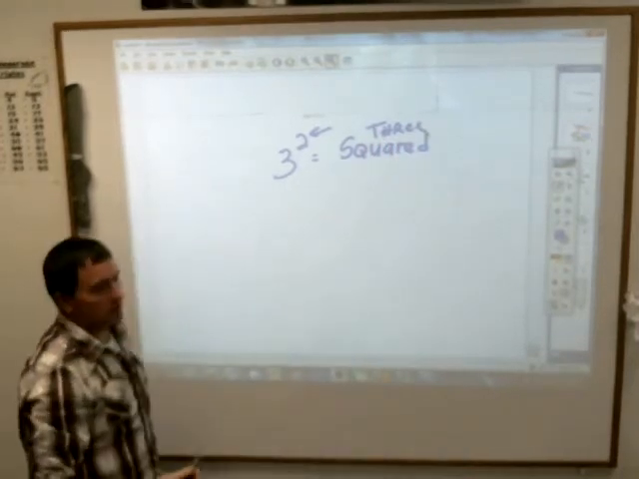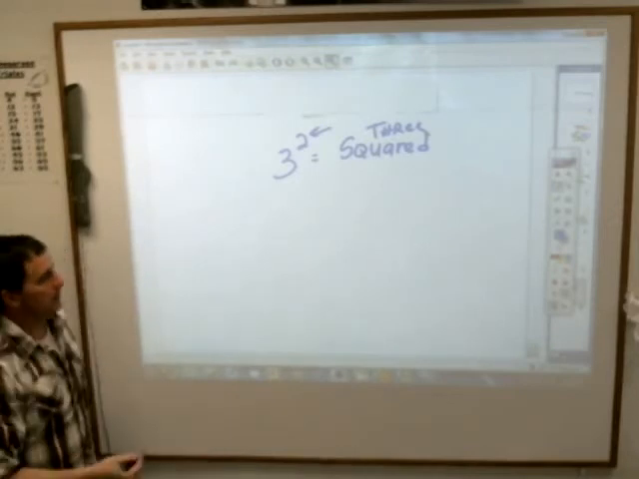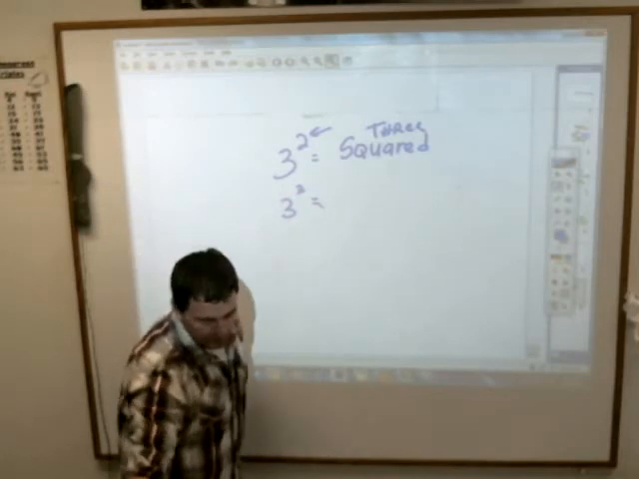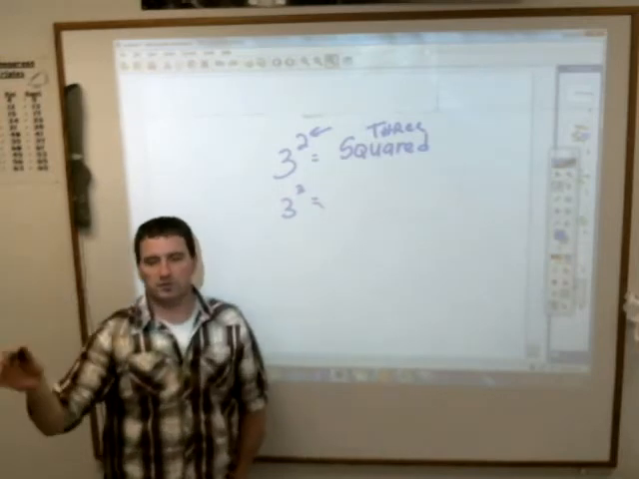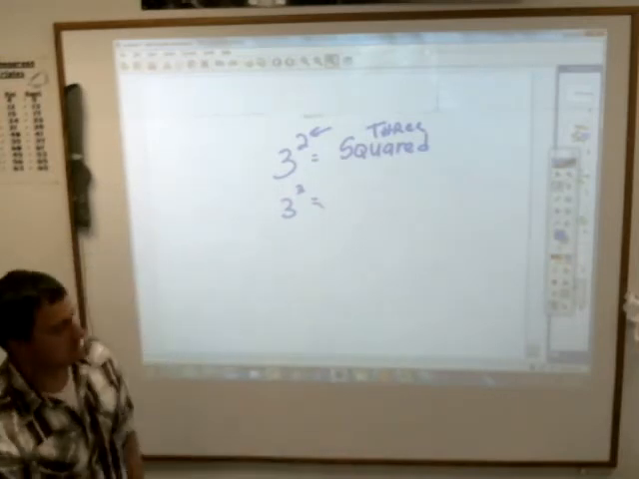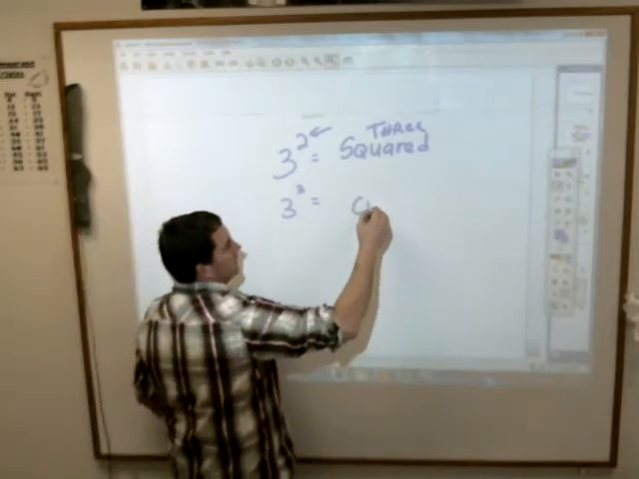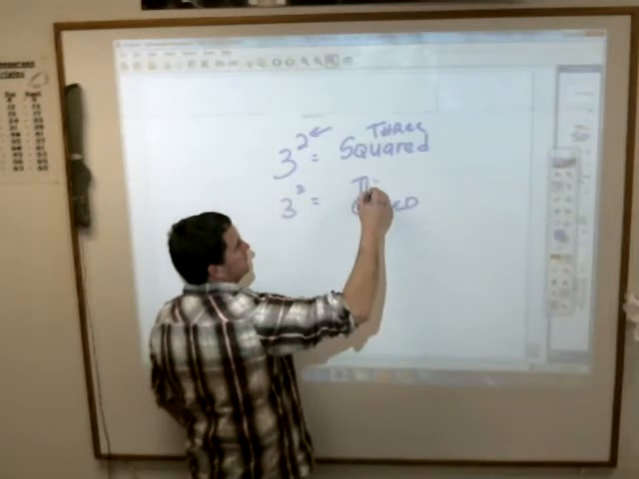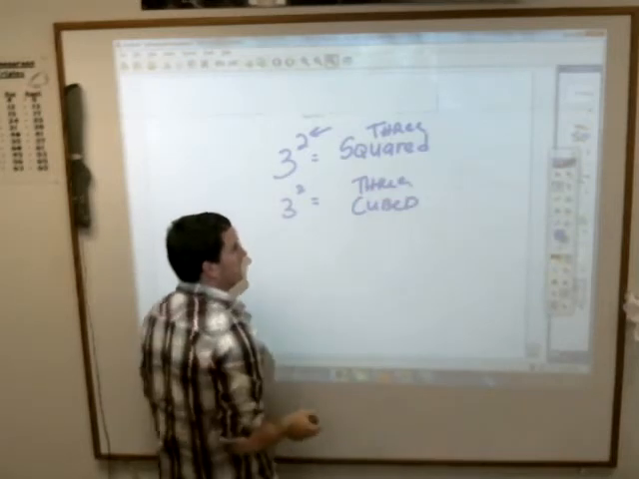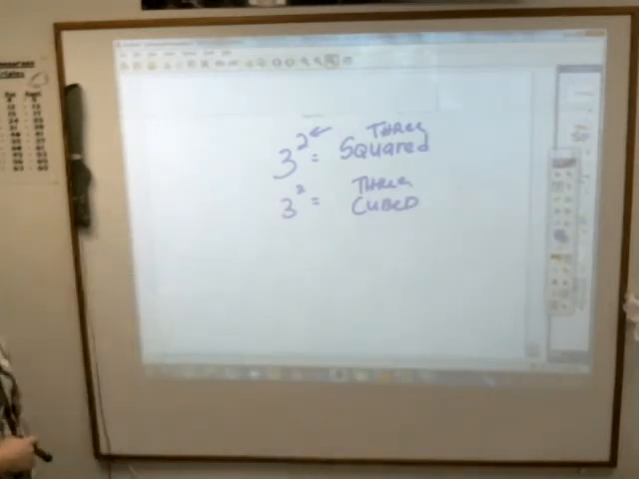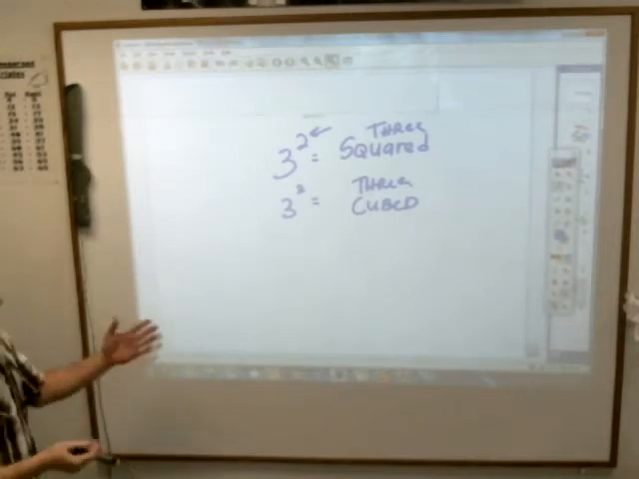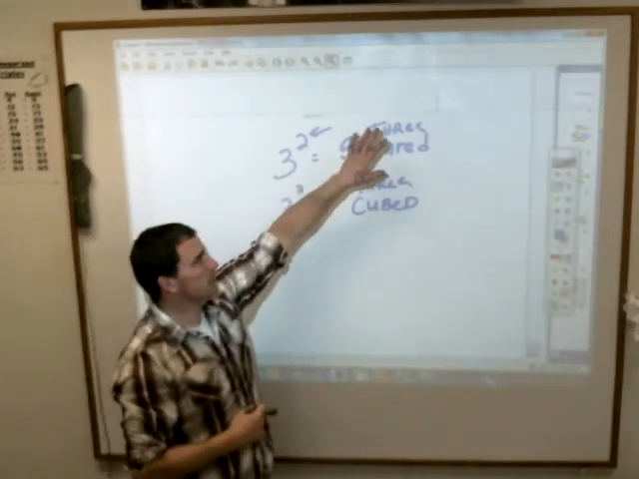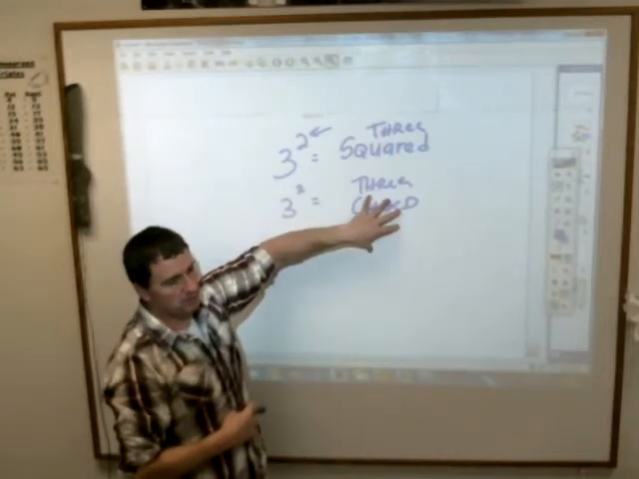Okay, 3 squared is 3 to the second power. Just like 3 to the third power is, anybody? We don't have to say 3 to the third power. We say cubed. Cubed. Okay, 3 cubed. Anything after that, we just say to whatever power: 3 to the fourth power, 3 to the fifth power. But usually if it's a 2 or a 3, we call it 2 squared, and we call 3's cubed.